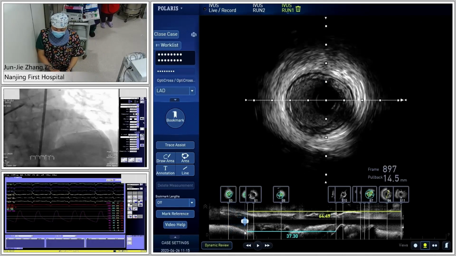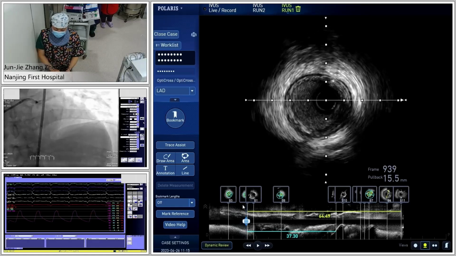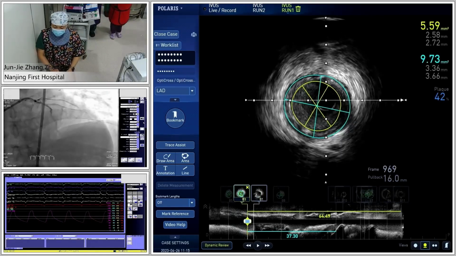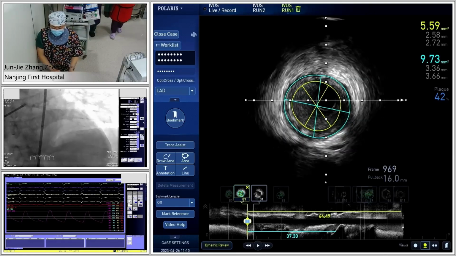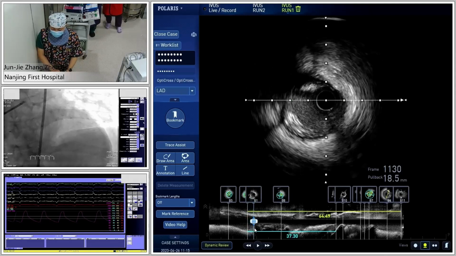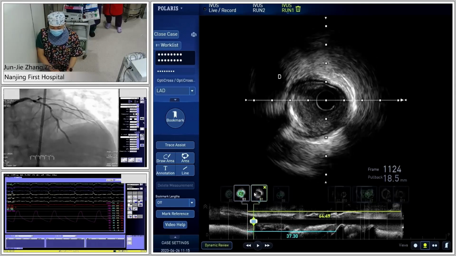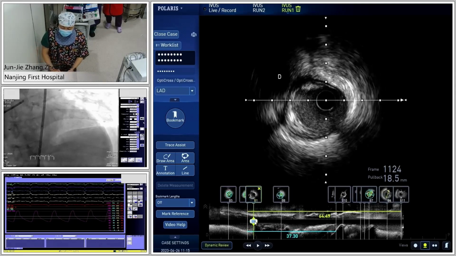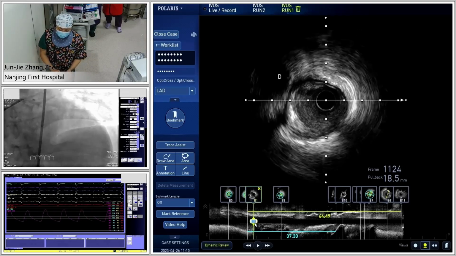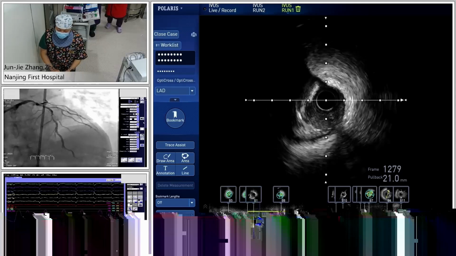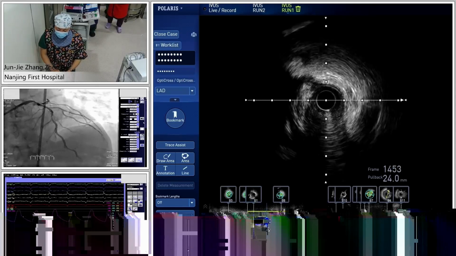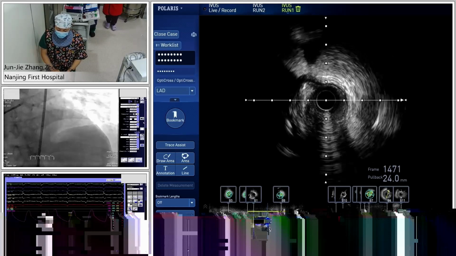Then going on, at this point the plaque burden is not more than 50%. Here we can place the distal landing zone. Pulling back, we can see the small diagonal; this distal landing zone is beyond the small diagonal. Then pulling back, we can see calcified plaque, but the calcification angle is not more than 180 degrees.